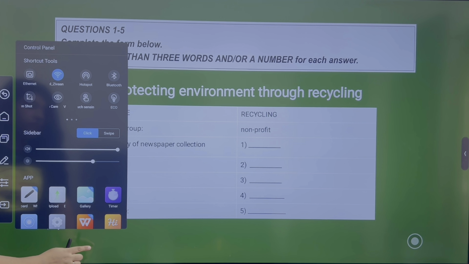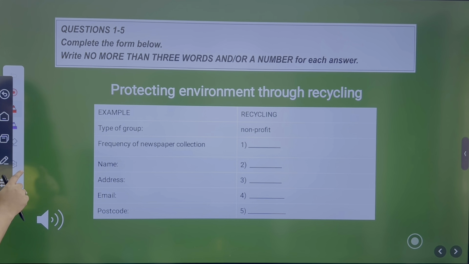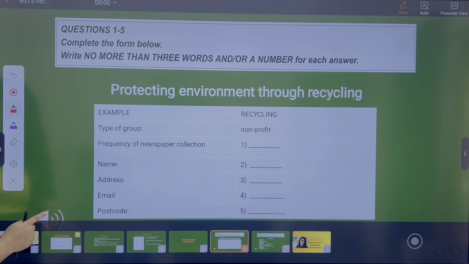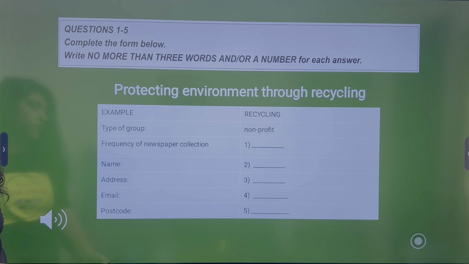related to listening part 1. Let's do it. Section 1. You will hear a conversation between a staff member from Gaia's Guardians and a man who wants to do something to protect the environment. First, you have some time to look at questions 1 to 5.